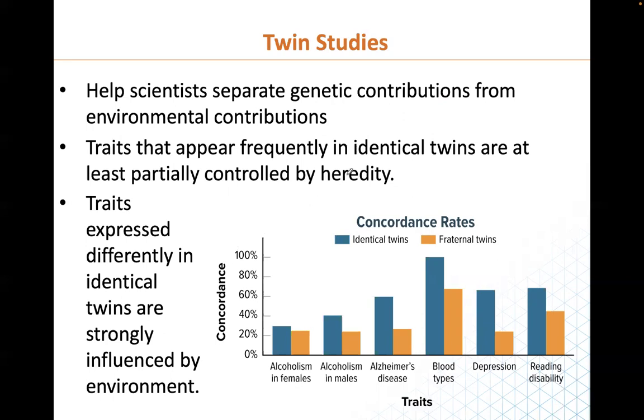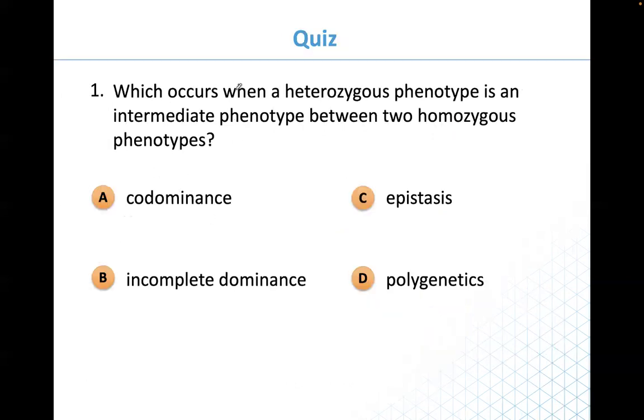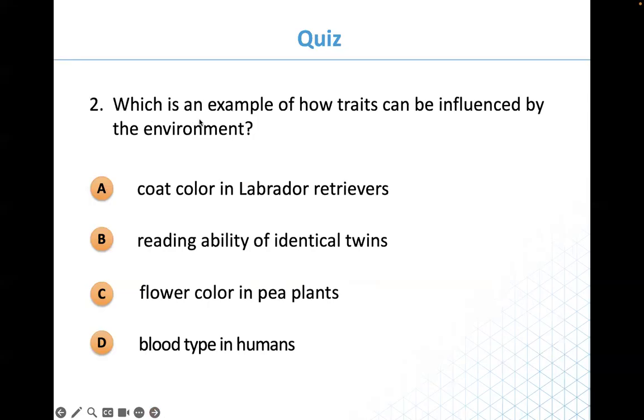So that's the summary. These are some examples which occur when the heterozygous phenotype is an intermediate phenotype between the two. When it's an intermediate, it's incomplete dominance. But I think the answer given here was actually wrong, so you should be mindful of it when you're answering these questions. Do not be eager to answer the question without taking your time. The answer is incomplete dominance, which is an example of how traits can be influenced by the environment.